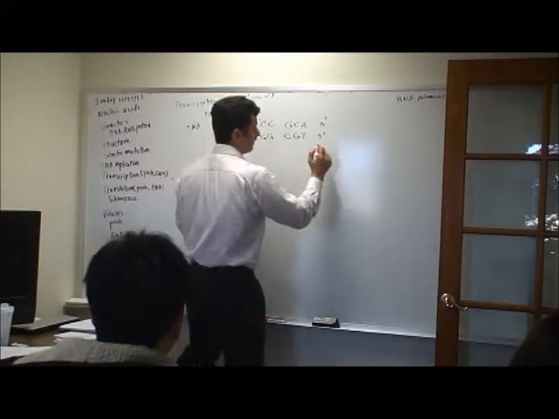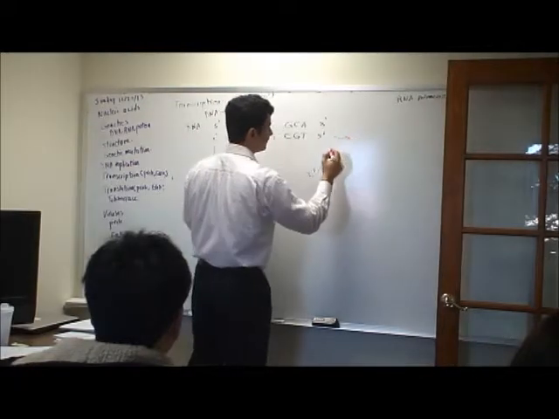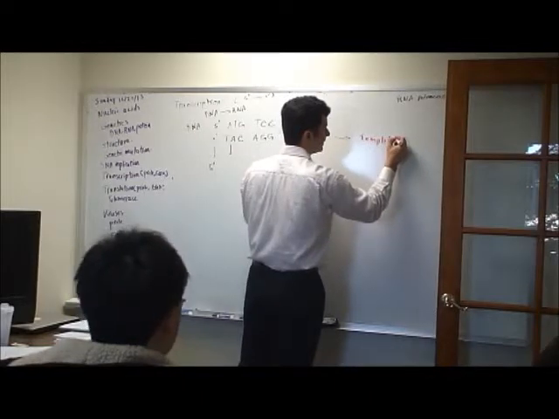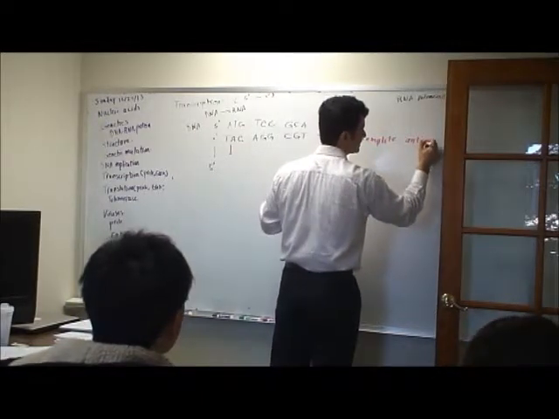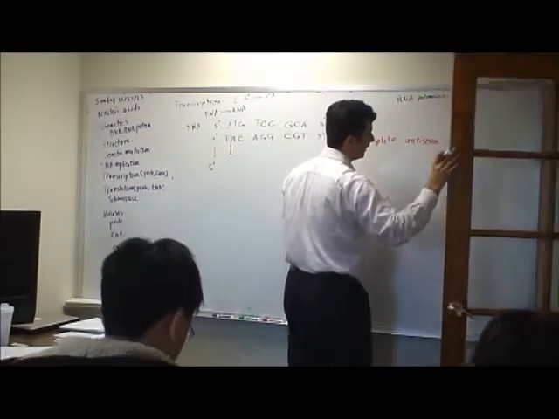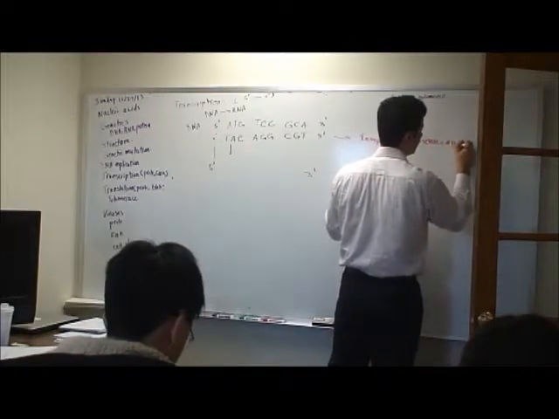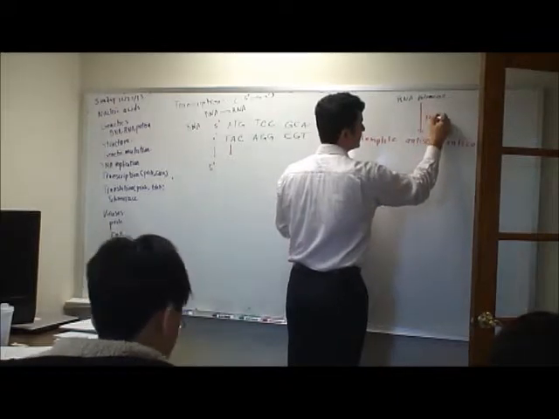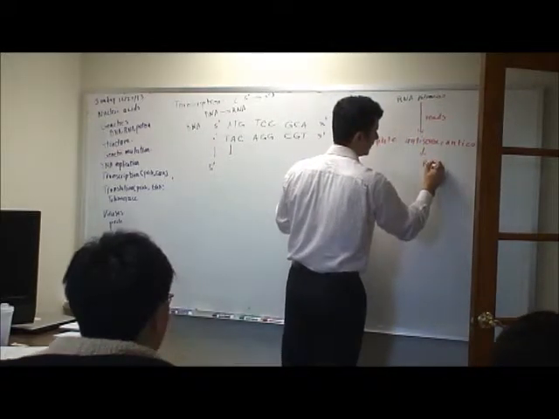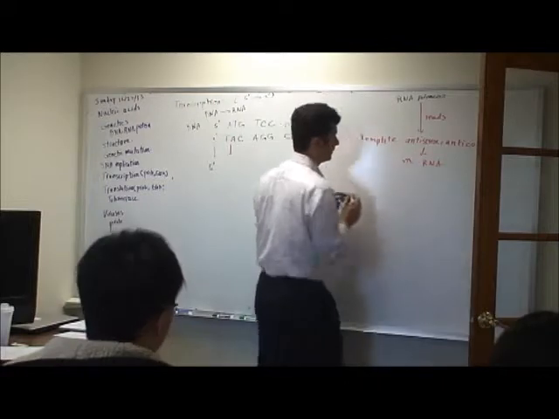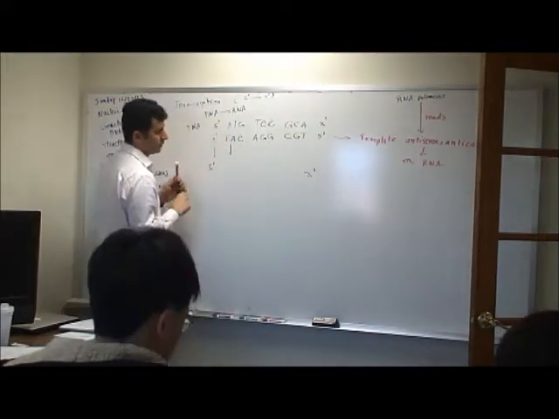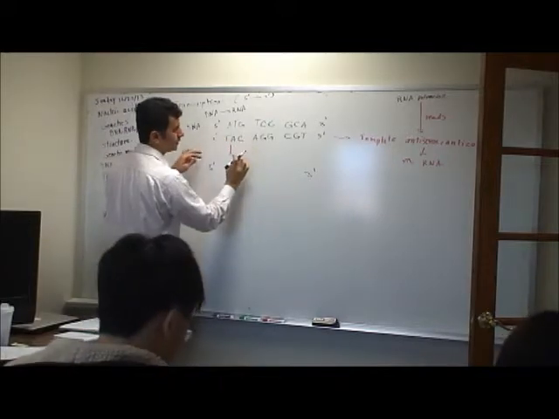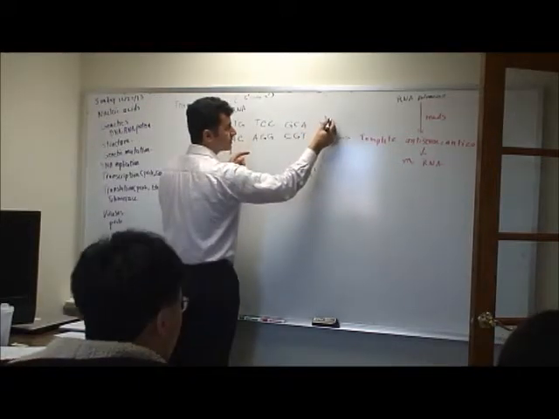So this is called the template, which is the antisense, or we call it the anticodon. RNA polymerase reads this to make RNA or mRNA. So 3 prime, 5 prime, 3 prime. So if you read this, what happens to this strand?